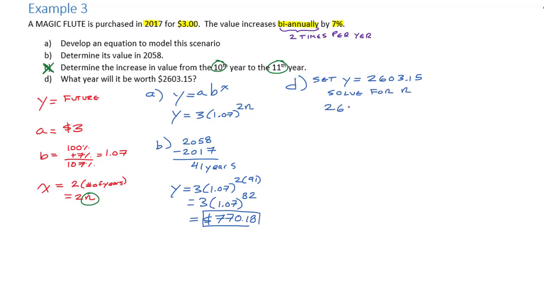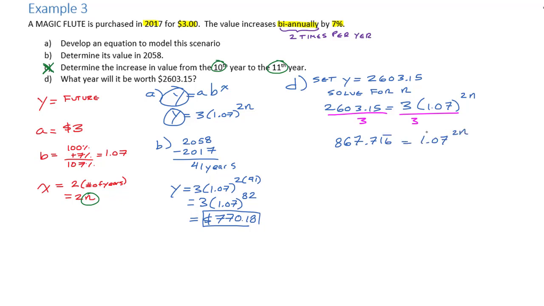All right, so let's do that. I have 2603.15 equals, just replacing the y, 3 times 1.07 to the 2n. What do we have to do first? First, we divide both sides by 3 to eliminate that. When I do that, I get an ugly number. You can just leave it like that for now, but it's 867.716 repeating equals 1.07 to the 2n.